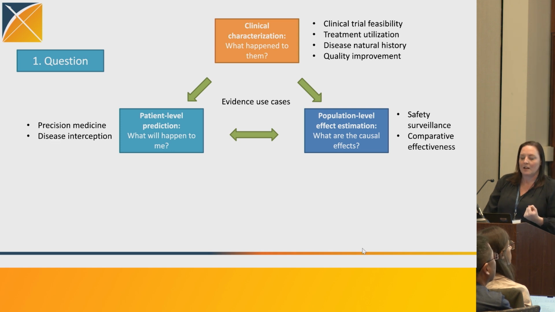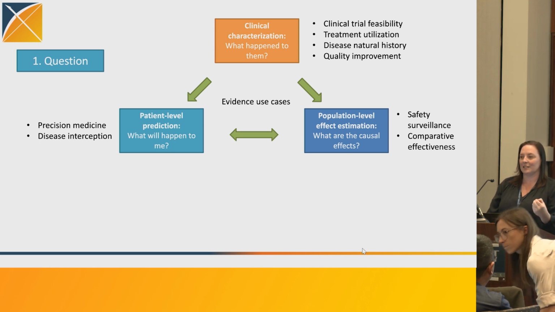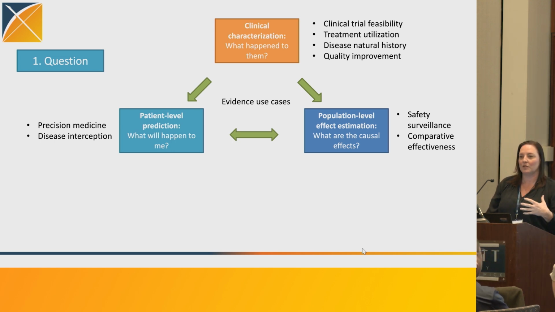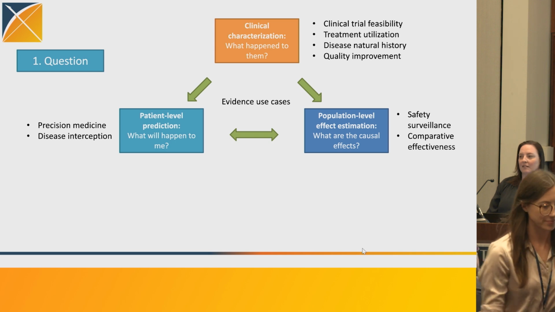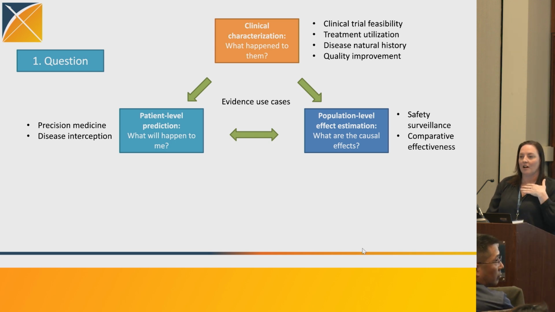Then we have questions around patient-level prediction. So what's going to happen to me if I get exposed to a particular treatment? What is my risk of getting an outcome of interest? I care about that for me. A doctor might care about that for his or her patient. This helps us answer questions around precision medicine.